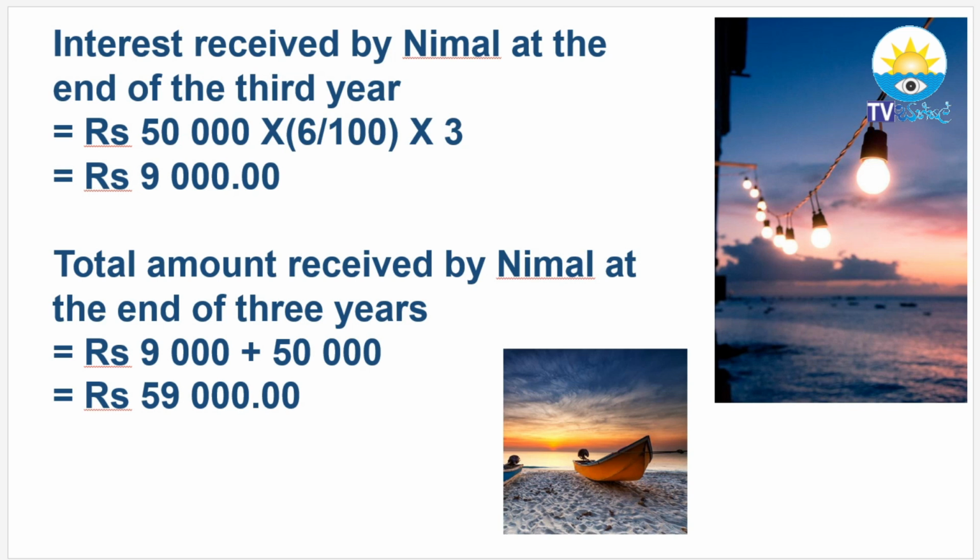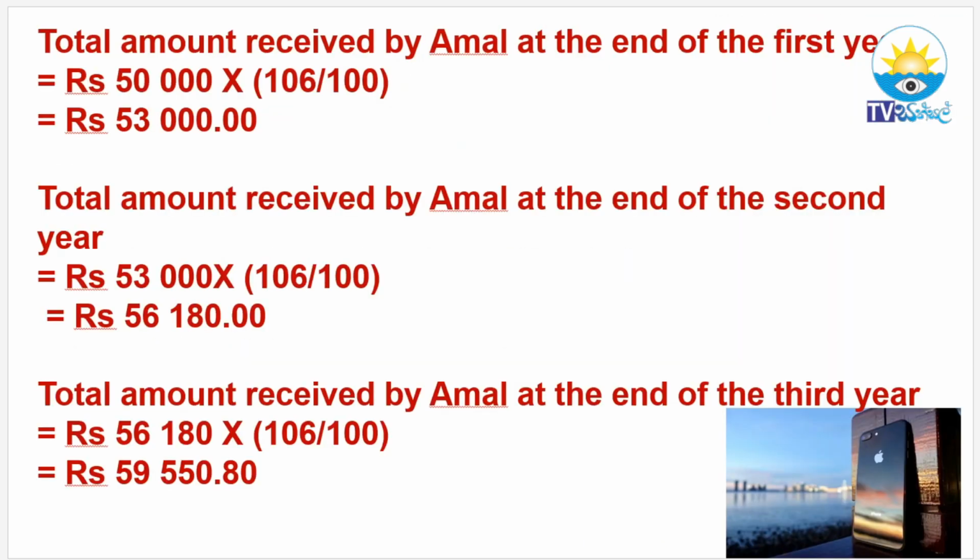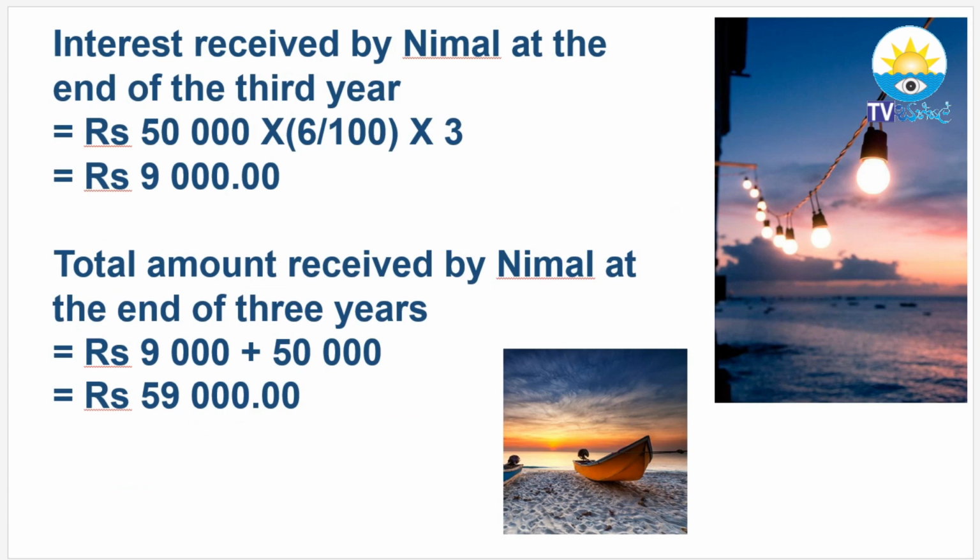He has obtained 59,000 rupees as his amount at the end of 3 years. I'd like to invite children, you can compare both answers. Look at the previous slide: Amal obtained 59,550 rupees and 80 cents as his amount at the end of 3 years, and Nimal obtains 59,000 rupees only.